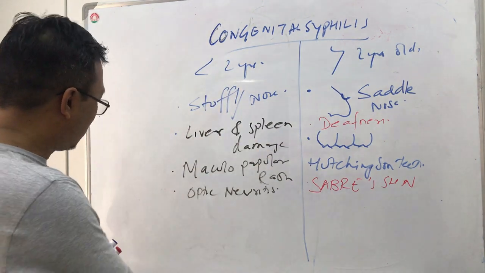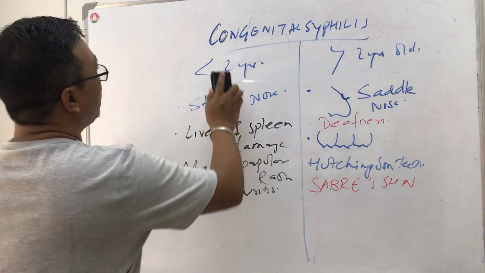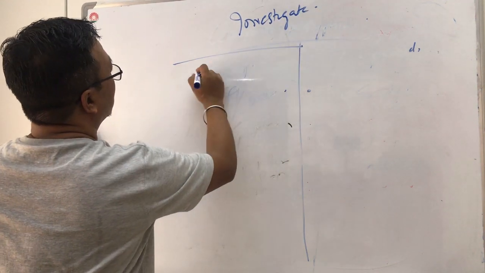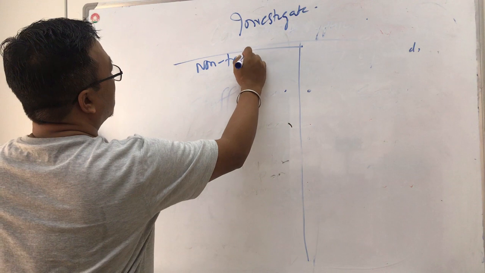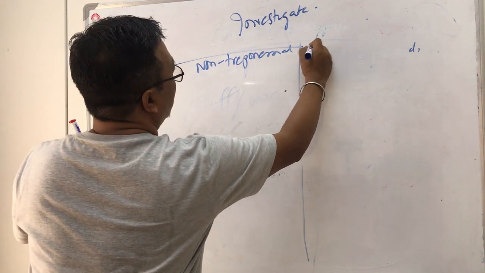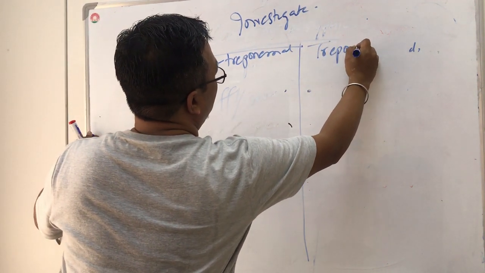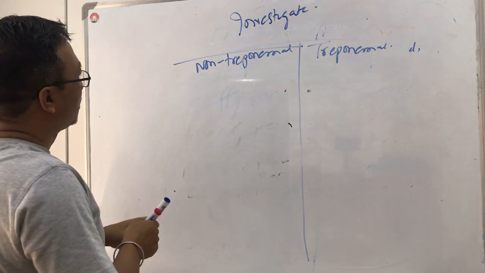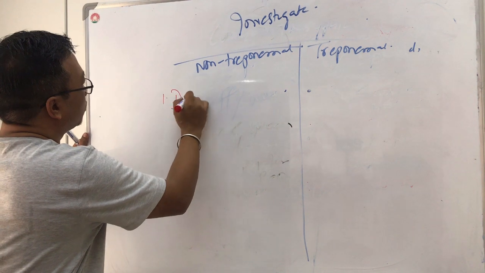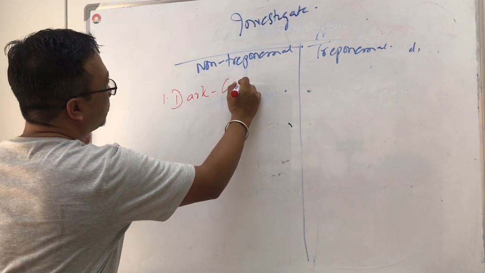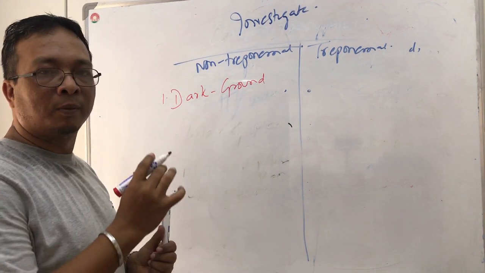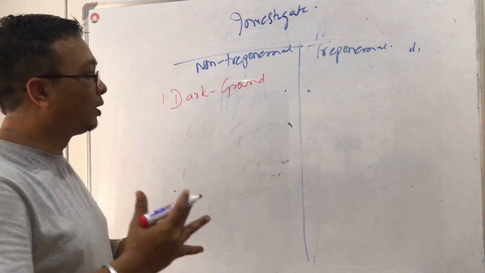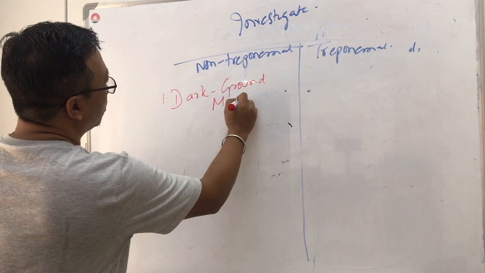Now coming to the investigations, what will you investigate here? Non-treponemal and treponemal tests. First of all, we know dark ground microscopy, where we make a smear from the chancre and put it on a dark background, and we see the spirochetes glow. That is called dark ground microscopy.